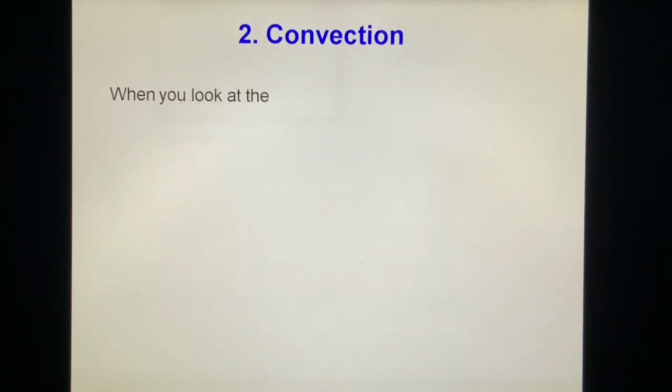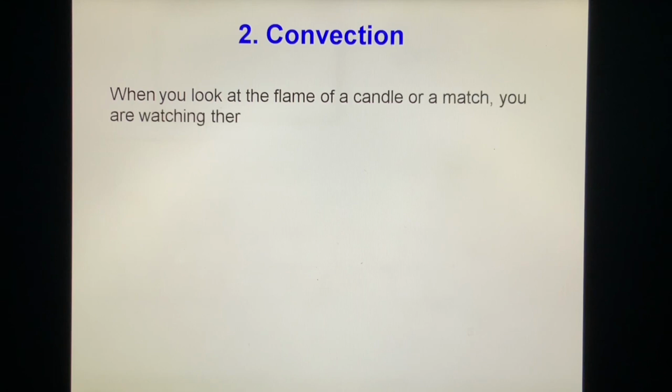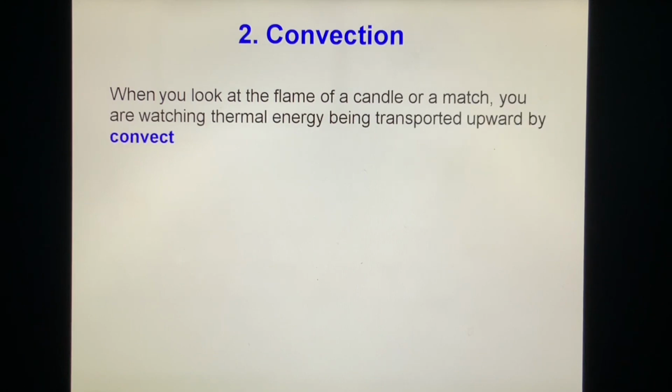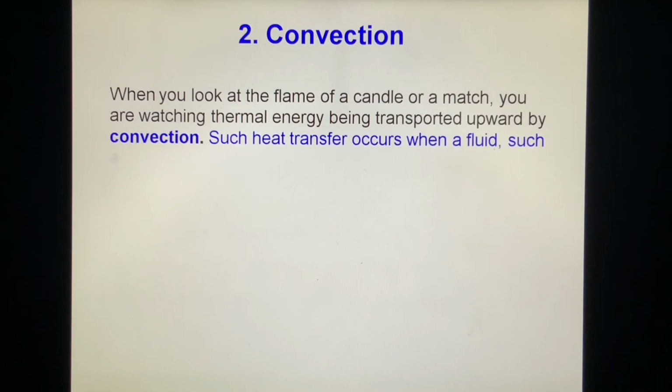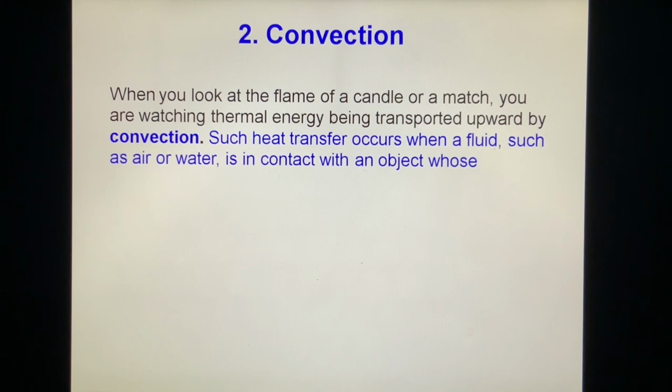When you look at the flame of a candle or a match, you are watching thermal energy being transferred upward by convection. Such heat transfer occurs when a fluid, such as air or water, is in contact with an object whose temperature is higher than that of the fluid.